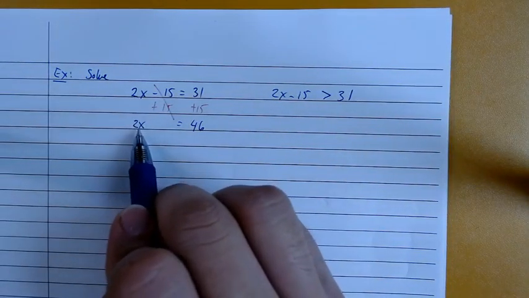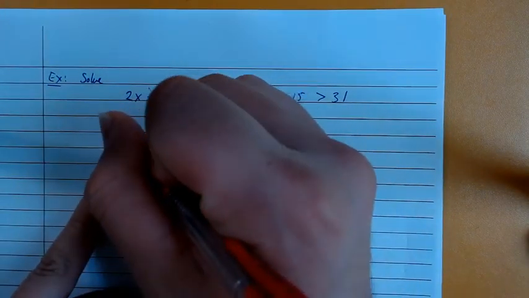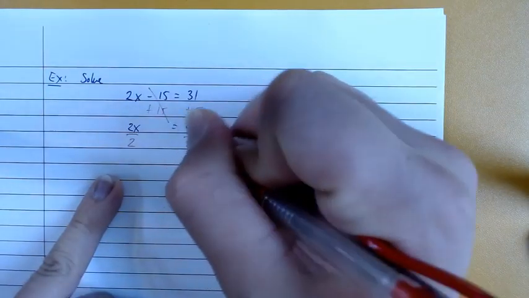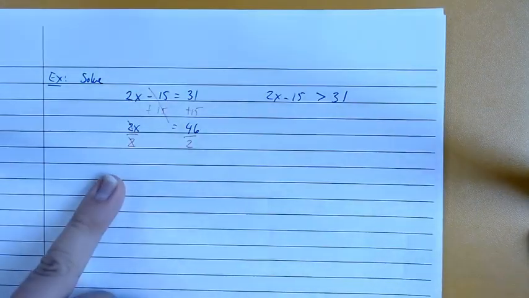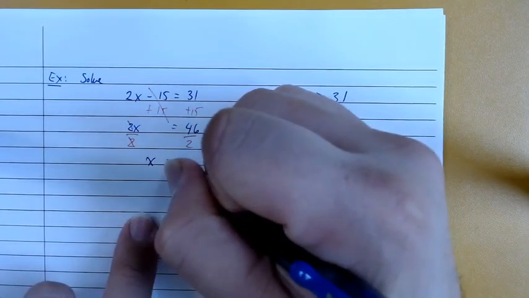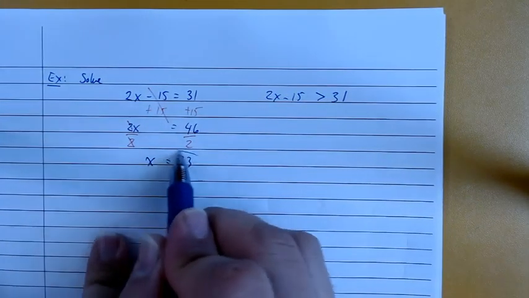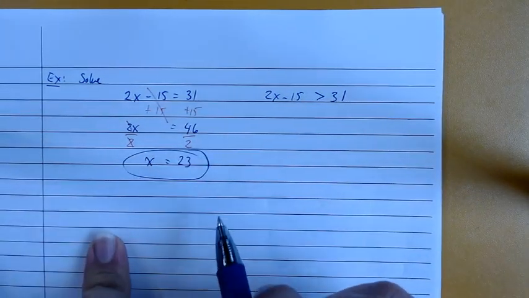Now, to get that x by itself, I want to get rid of that 2. Okay, so I can divide by 2 on both sides. 2 divides 2 to give me 1. That's the number 1 times x, which is just x. 46 divided by 2 is 23. And that's my solution. I have x is equal to 23.